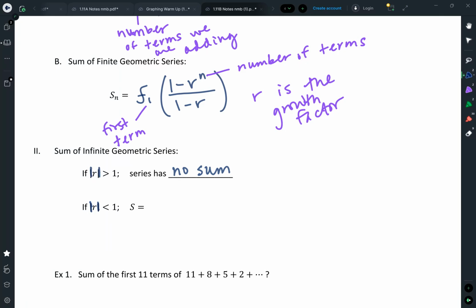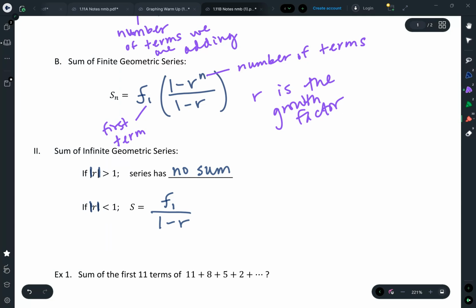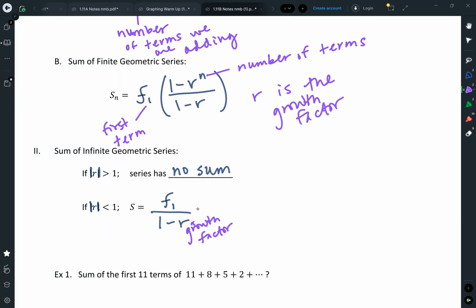All right, so if we can find the sum, the formula is really simple. It's our first term divided by 1 minus r. So again, r is my growth factor, and f sub 1 is my first term. So the notation's a little bit different. I'm not writing f of 1 because I'm trying to show you that this is the first term.